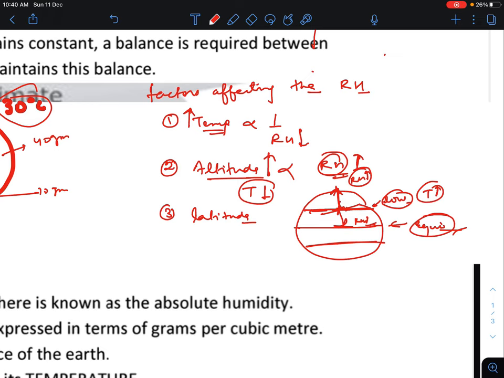Now about the vegetation cover. Vegetation cover is an important factor for relative humidity. Through evapotranspiration, water is evaporated from the plants into the atmosphere through transpiration, and if the atmosphere gets water through the vegetation, then humidity is going to increase. So how many factors do we have? Six factors. First is temperature, second is altitude, third is latitude, fourth is the amount of water vapor, fifth is the distance from the sea, and the sixth is the vegetation cover. Okay.